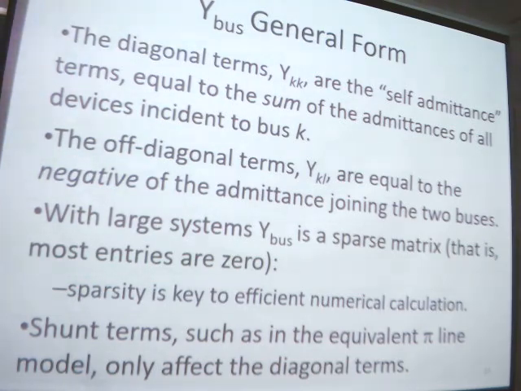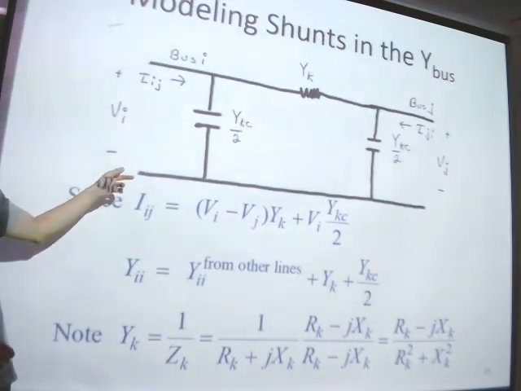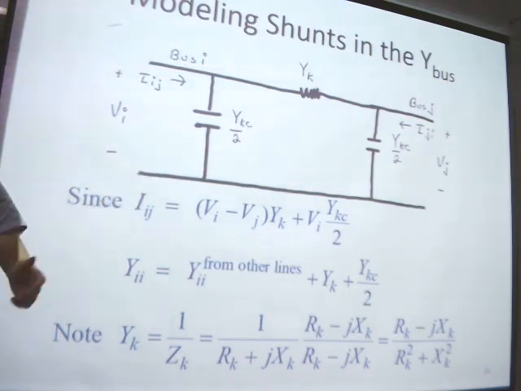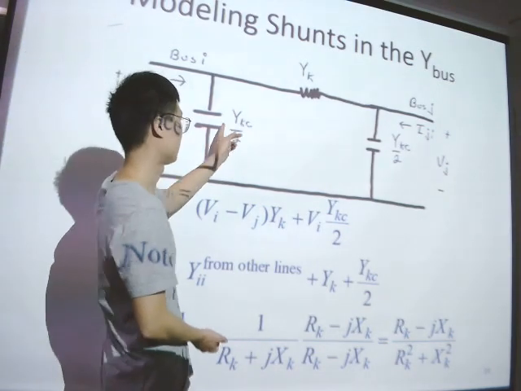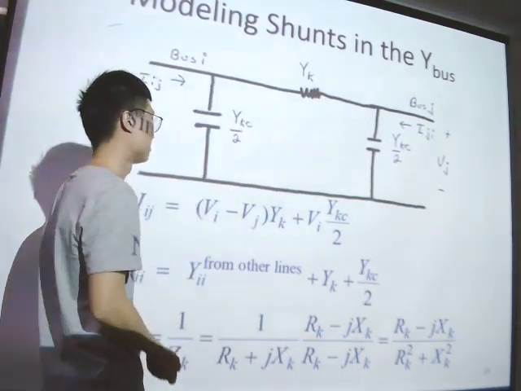Finally, the shunt term will be in the equivalent pi model. We only find it in the diagonal terms, okay. If you are interested, this transmission line model is introduced in lecture 7, so you can have a quick review of it. It looks very similar to the pi, right? The pi circuit.